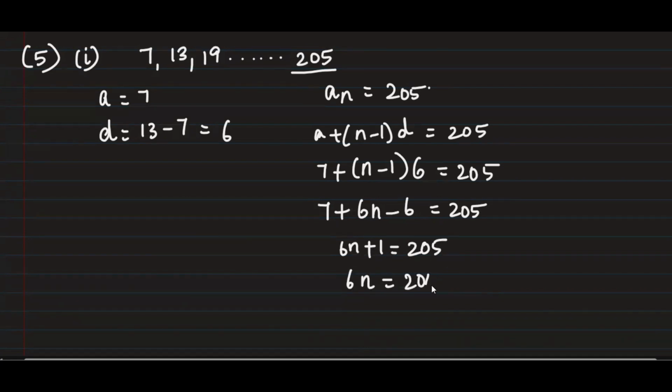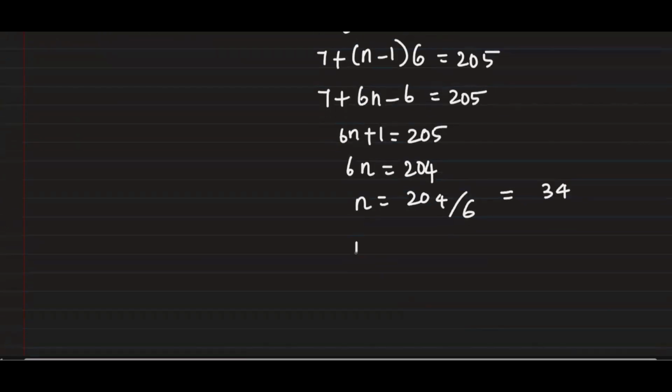That will become 204. So n is equal to 204 over 6, which is equal to 20 over 4 over 6, which is equal to 20. That will become 3, 18, then 2, then that will become 424. Okay, so n value is equal to 30.